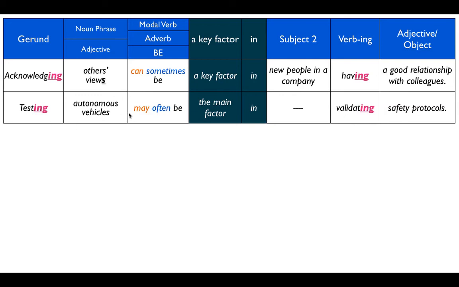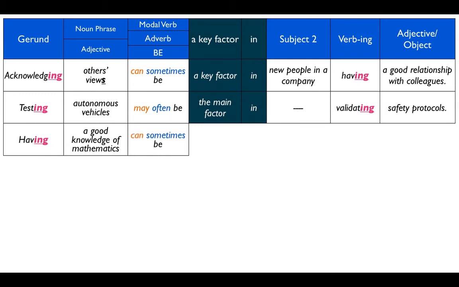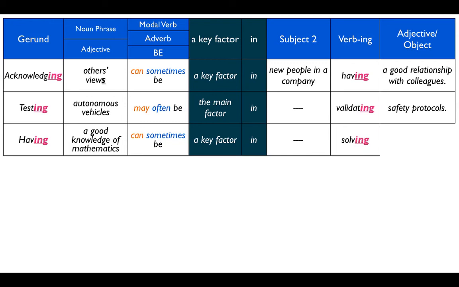Okay, so testing autonomous vehicles may often be the main factor in validating safety protocols. I think that was from a student who studies AI testing and AI technology, and that was one of their examples. Having a good knowledge of mathematics can sometimes be a key factor in solving problems. Lovely. There's a really nice sentence. Again, one of the students who uses a lot of mathematics, and they were using that. I think that might be a mechatronics student perhaps that gave me that one.